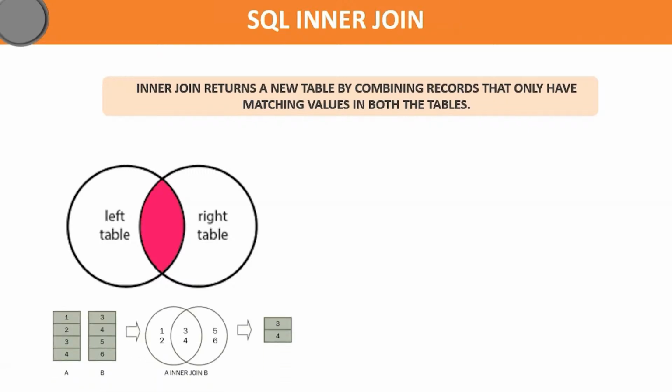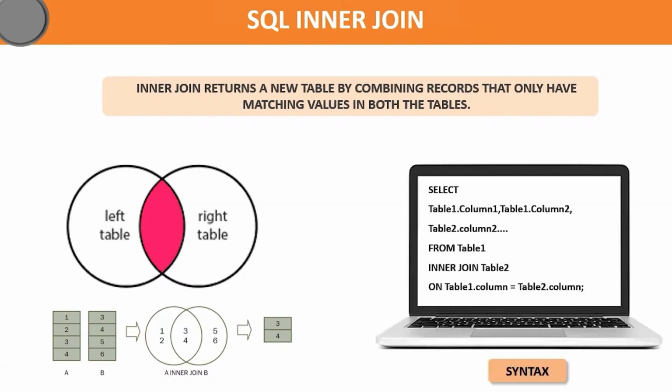For example, I have a table A which has records 1, 2, 3, 4 and in table B I have records 3, 4, 5, 6. Now if you join these two tables, the resultant output will be 3 and 4, because these are the only two records that are present in both the tables. That is, the join is matching the common values that are present in both the tables.